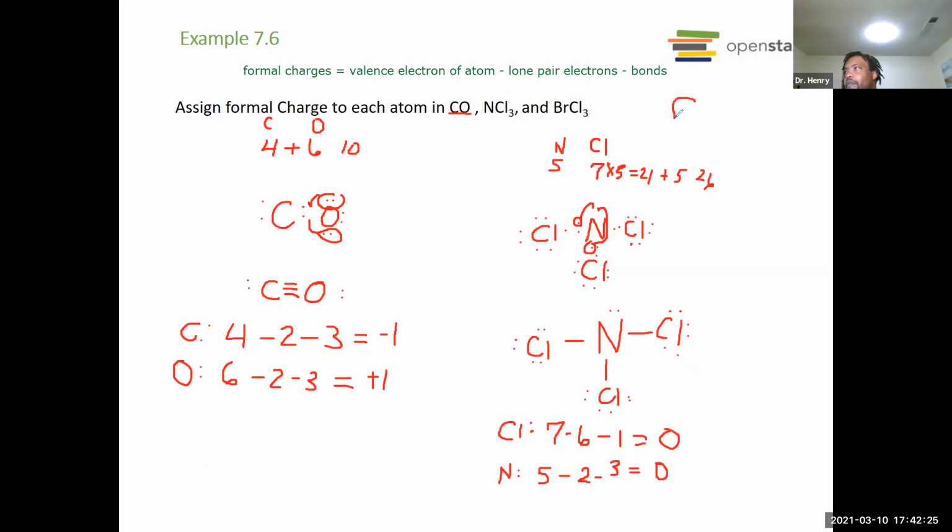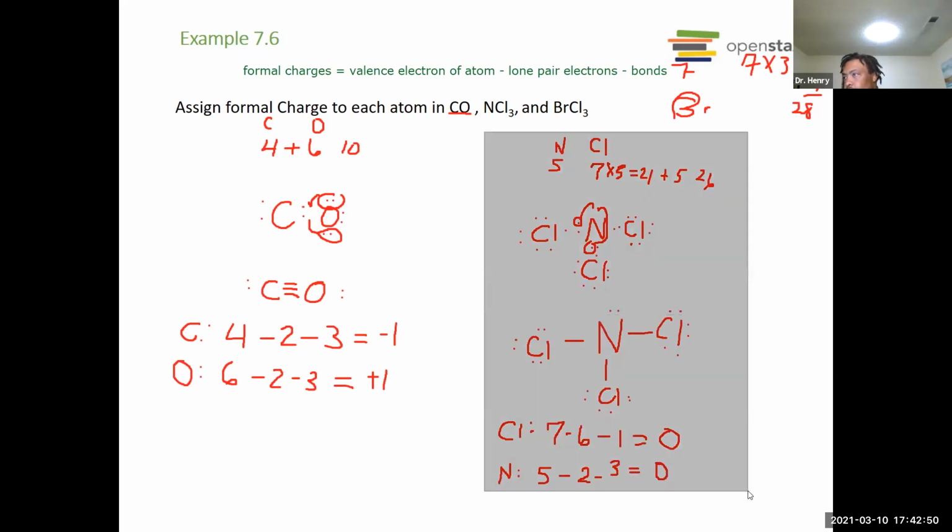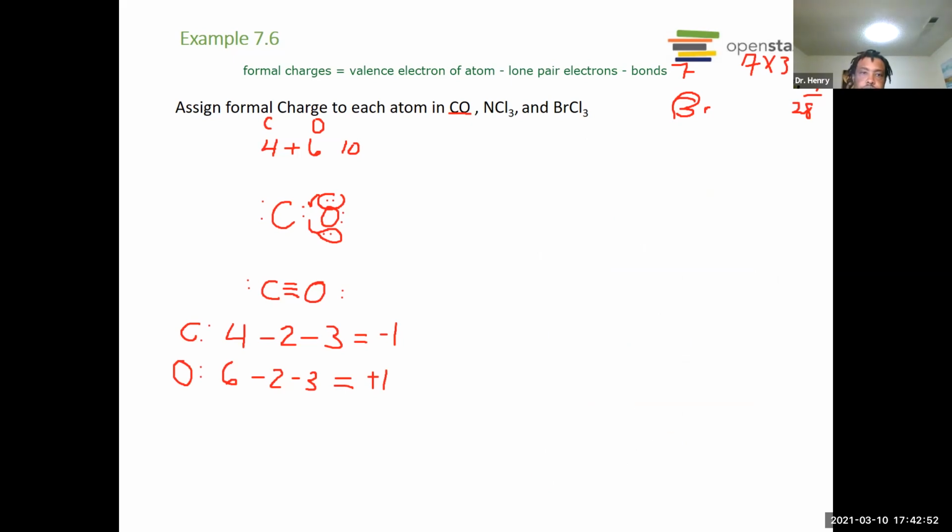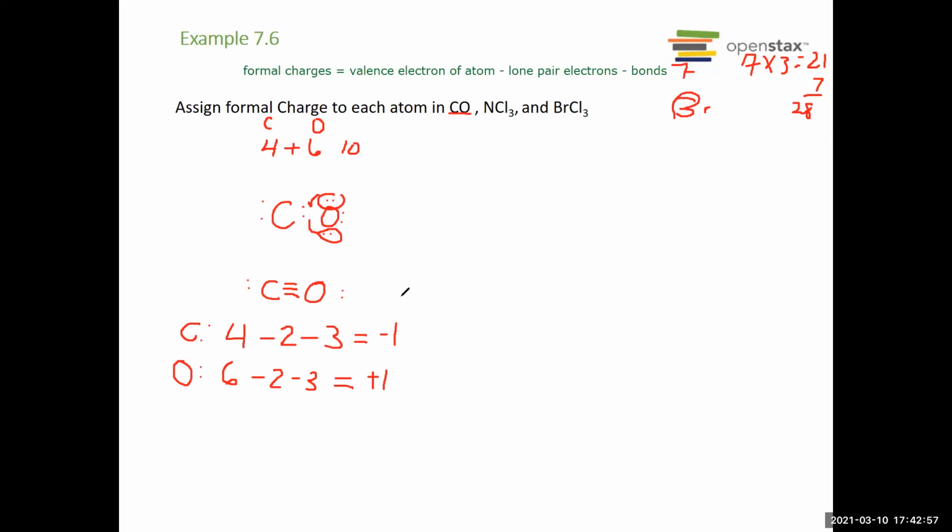And then we have BrCl3, right? Br has 7 valence electrons. Cl, which we already know, also has 7. 7 times 3 is 21. So we have 28 electrons to work with. I'm going to erase this guy. So who's going to be the center atom? Bromine. Okay.